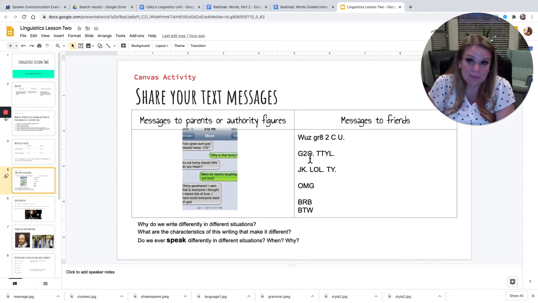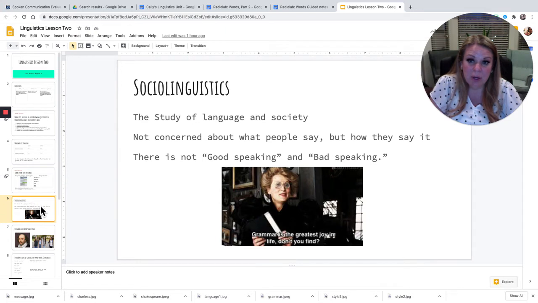And it doesn't mean that one communication is better or worse. It just means that there are different communications for different situations. And I want you to be able to communicate appropriately for all situations by the end of this year, whether that's writing a formal essay or talking to your buddy out in the parking lot. So the study of how we use language socially in different social situations and how language reflects the societies we live in is called sociolinguistics.